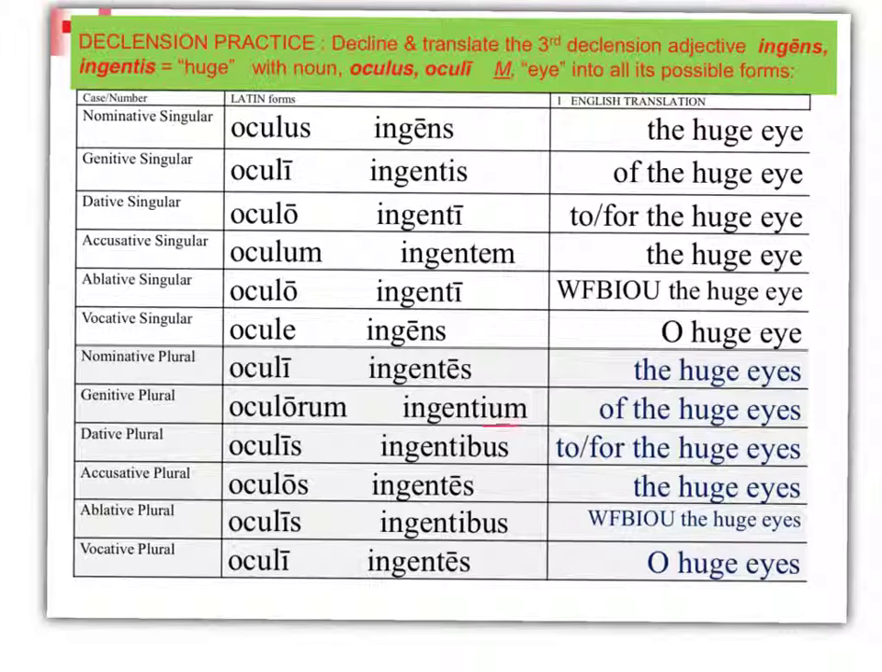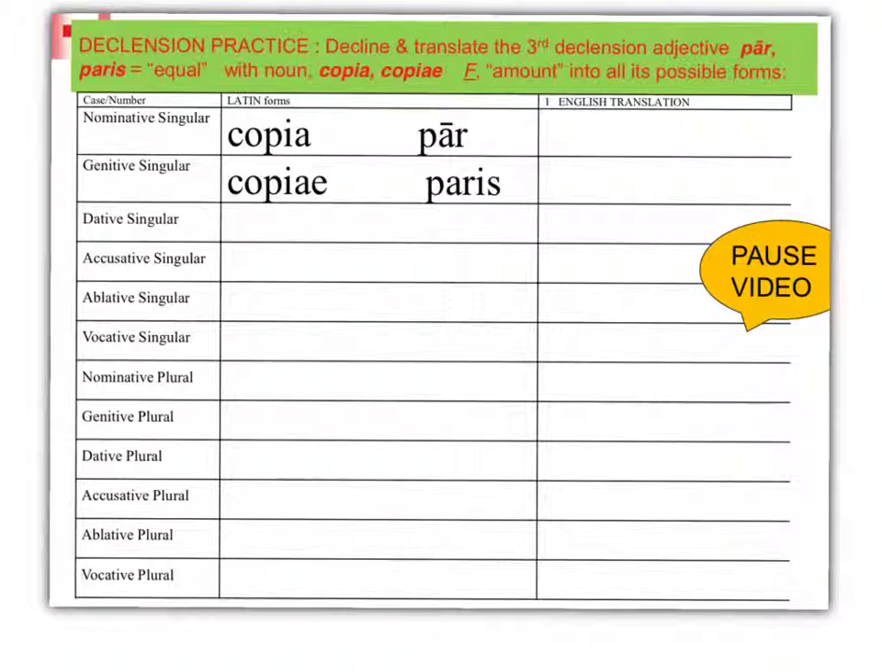Notice the -ium is for the i-stem genitive plural. Okay, now let's try it again, this time with the first declension noun, copia, copiae, supply or amount, and matching that is the third declension adjective of one termination, par, paris, which means equal. So Crispus says pause the video now and fill this out. Pause it now.